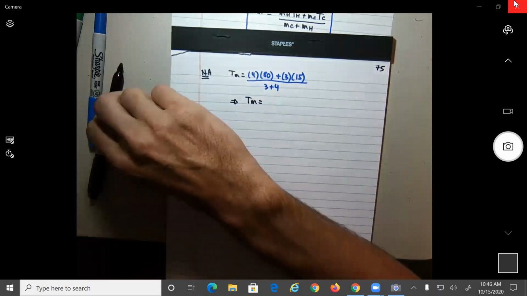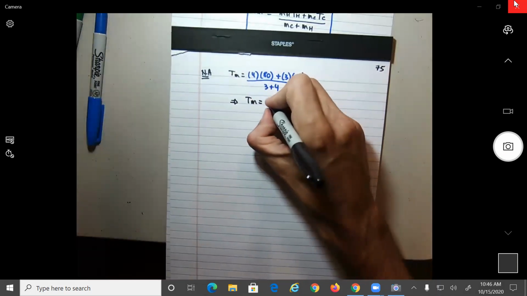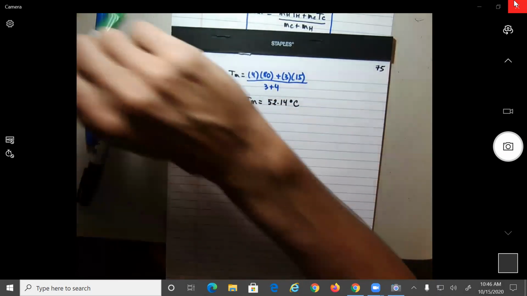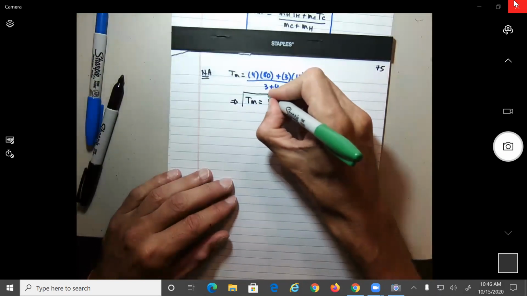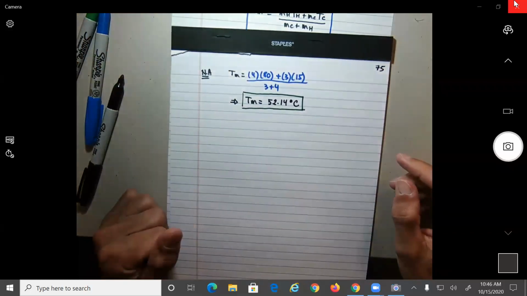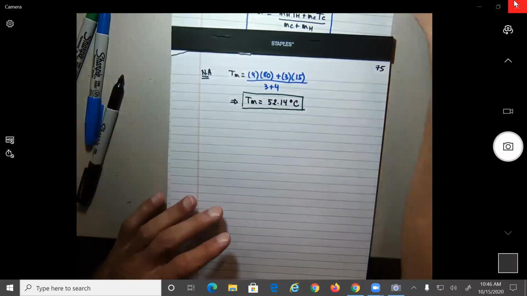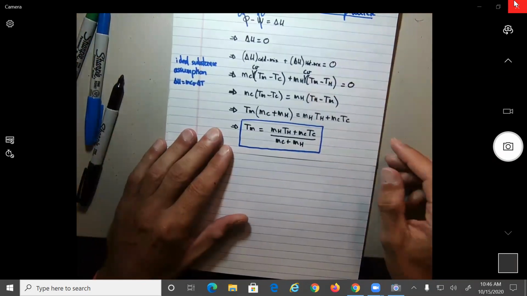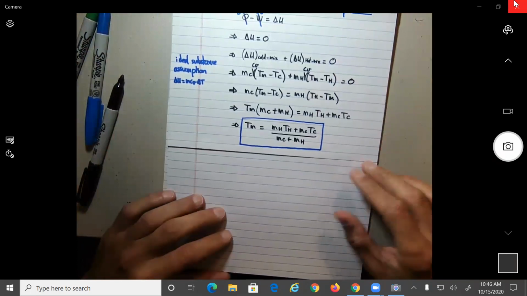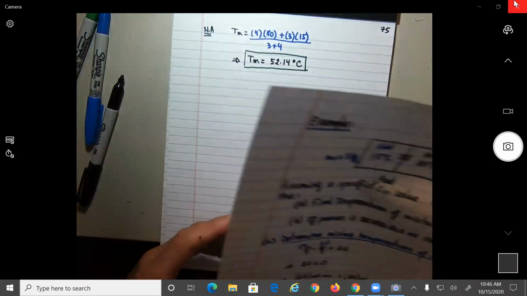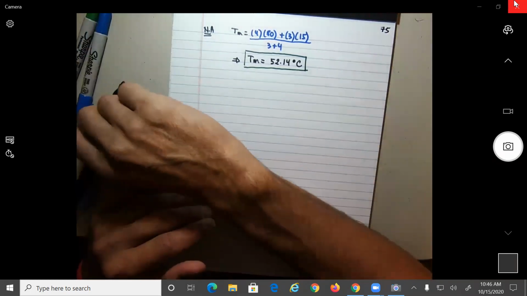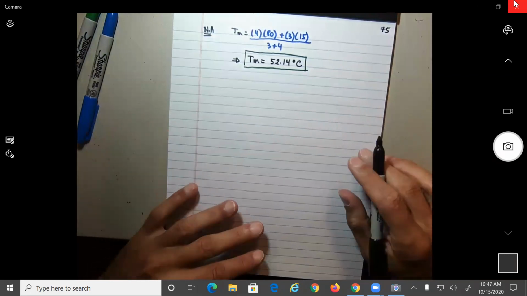52.14. How much? 52.14 degrees Celsius. The same as a weighted average? Basically, that's what it is, yes. That's the weighted average that gives you a derivation. It's exactly a weighted average, okay? All right, so the temperature of the mixture will be 52.14 degrees Celsius.